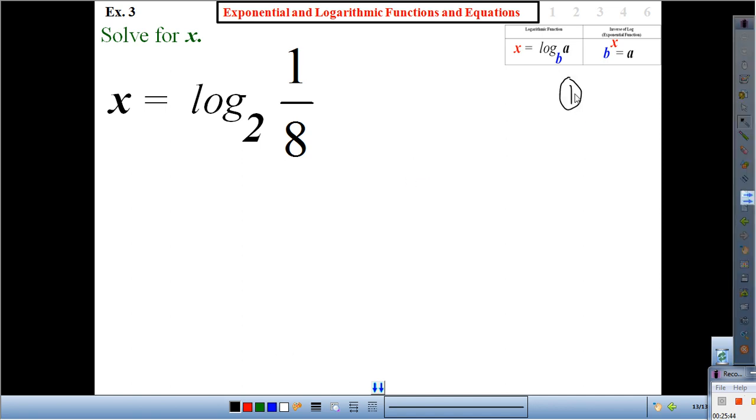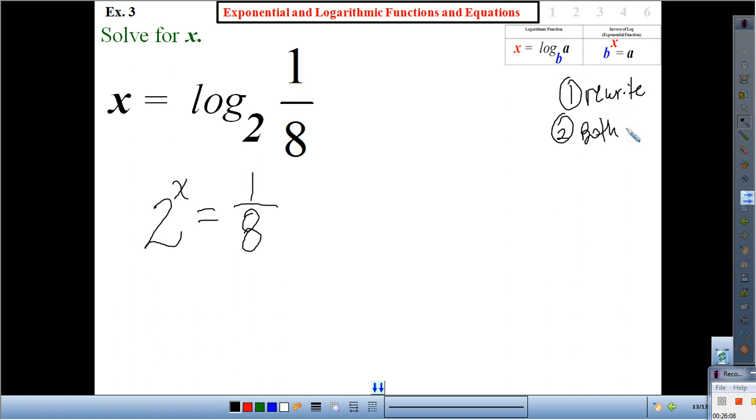So, step 1, rewrite. So, how can we rewrite this? Yeah, so what is our base? 2. What is the exponent? X. And what is the given number? 1/8.